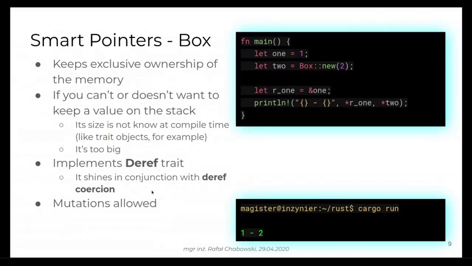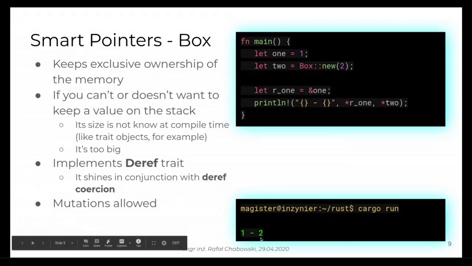It implements the Deref trait, so it shines in conjunction with Deref Coercion. For our Polish speakers, this means przymus dereferencyjny. I will get back to this Deref Coercion in the later slides, but this Deref trait means that you can treat the reference to box as a regular reference. So as you can see in the code here, you can dereference regular references, and you can also dereference box and just read the value that is stored inside.